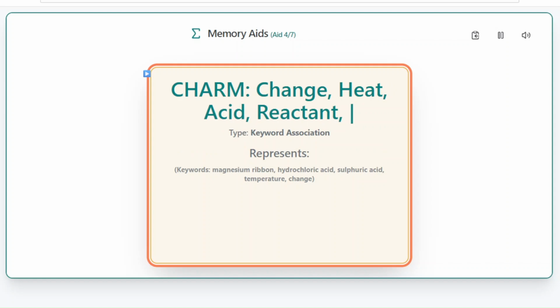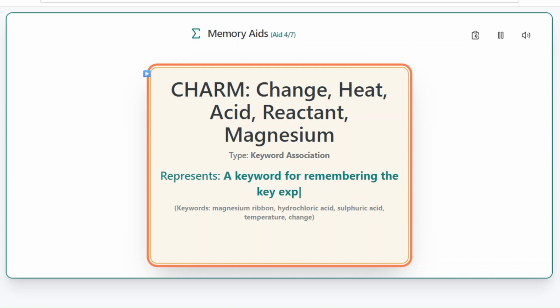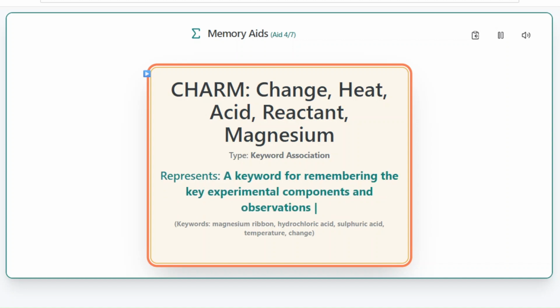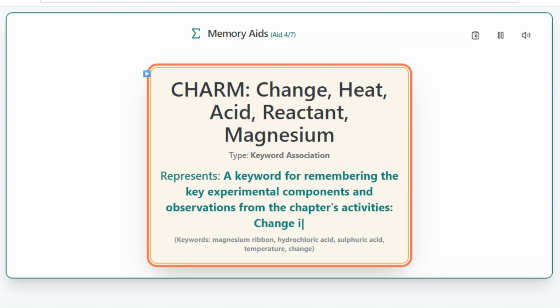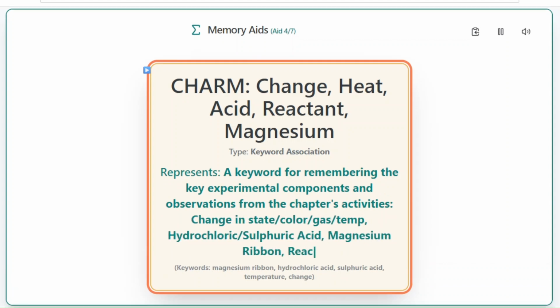Charm, change, heat, acid, reactant, magnesium. Which represents a keyword for remembering the key experimental components and observations from the chapter's activities: change in state, color, gas, temp, hydrochloric, sulfuric acid, magnesium ribbon, reaction.